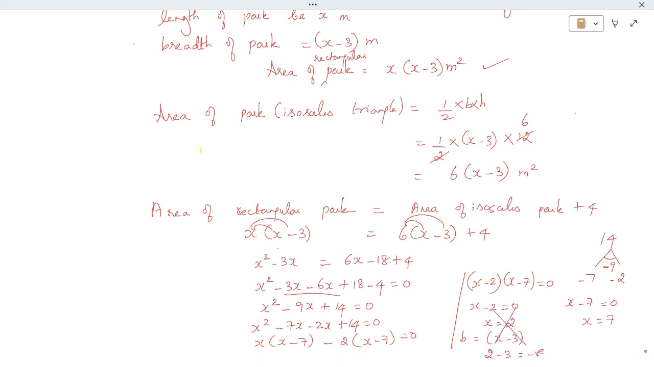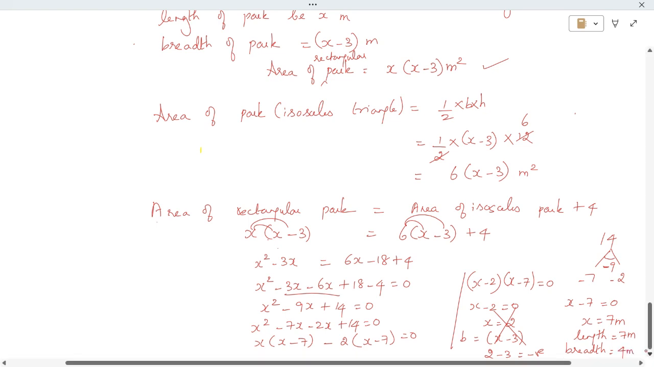So if I substitute the length as 7 meter, so I know x is nothing but length. So length is 7 meter. The breadth is going to be 7 minus 3, isn't it? Because 3 less. So 7 minus 3 is 4 meter. So the length is 7 meter and the breadth is going to be 4 meter.